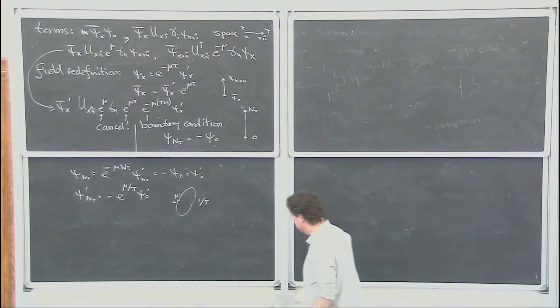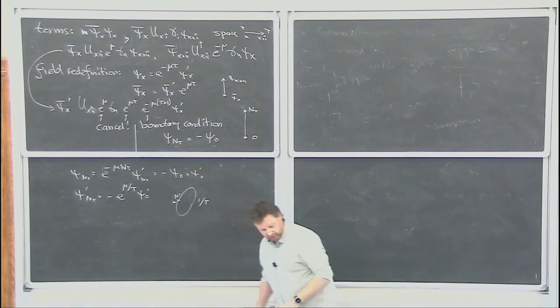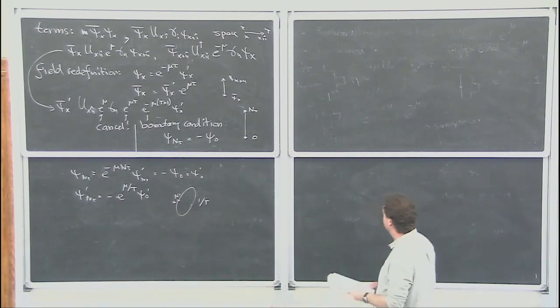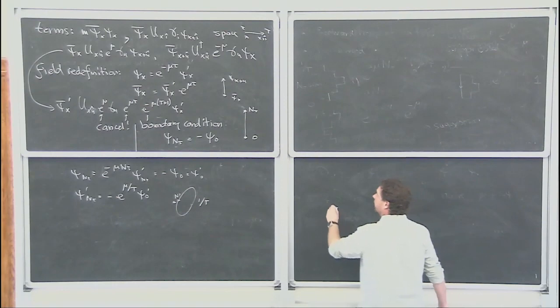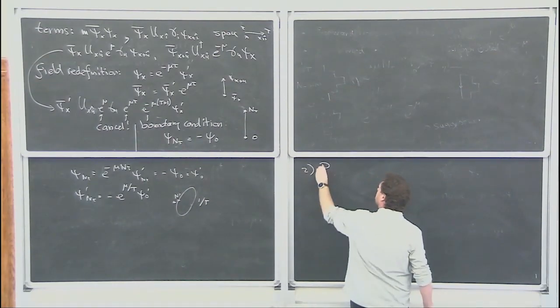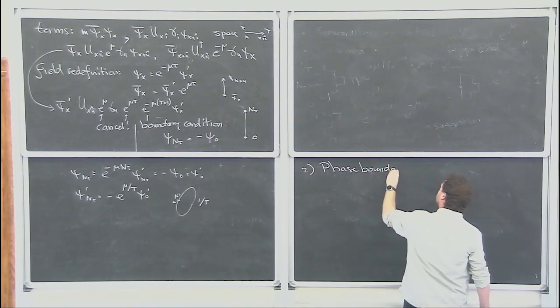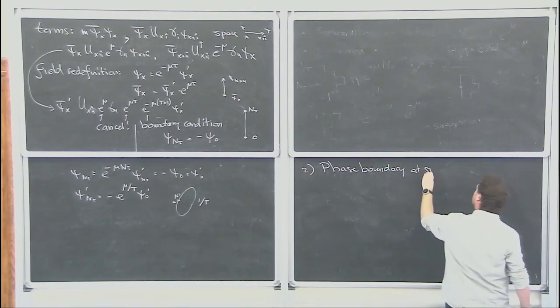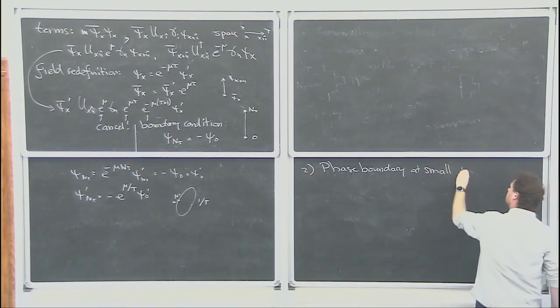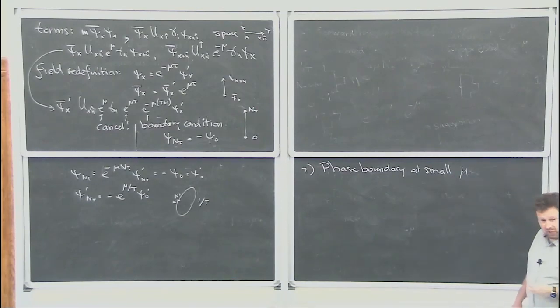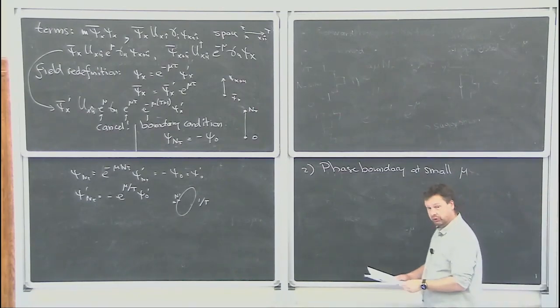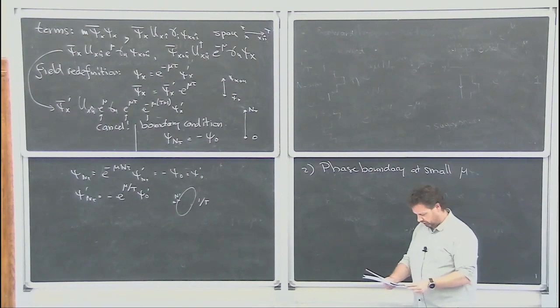And you can get quite a lot of physics out of that. So let's discuss that now. So this was point 2, phase boundary at small mu. So the statement is we cannot do simulations for general mu. So we restrict ourselves to small mu.